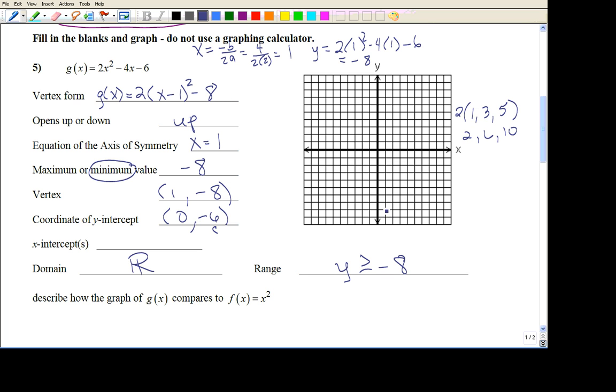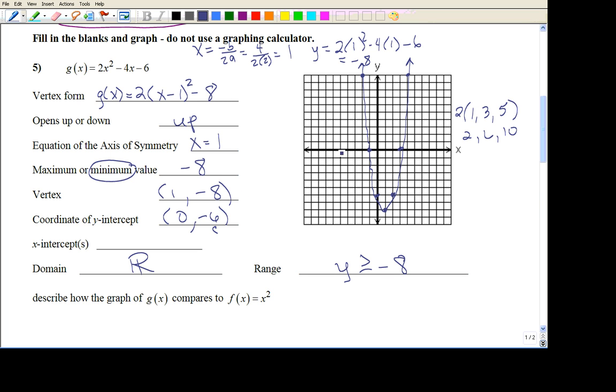So starting at our vertex, we'll go out 1, up 2. Then we'll go out 1, up 6. There's our x-intercepts. And then out 1, up 10. Generally, we just like at least 5 points, but I like to put on the graph as many as will fit. A little shaky. Okay. So there's our graph.